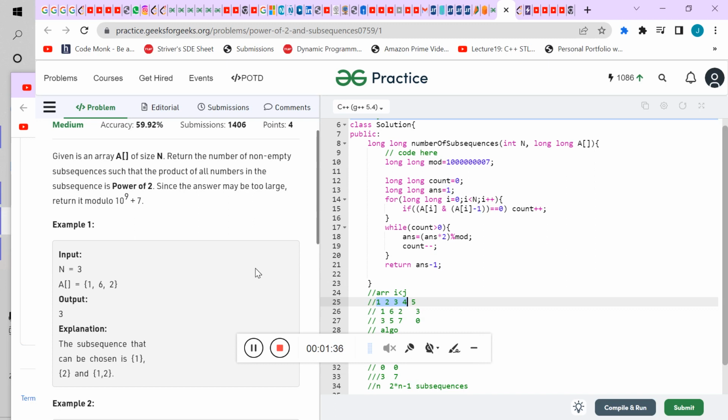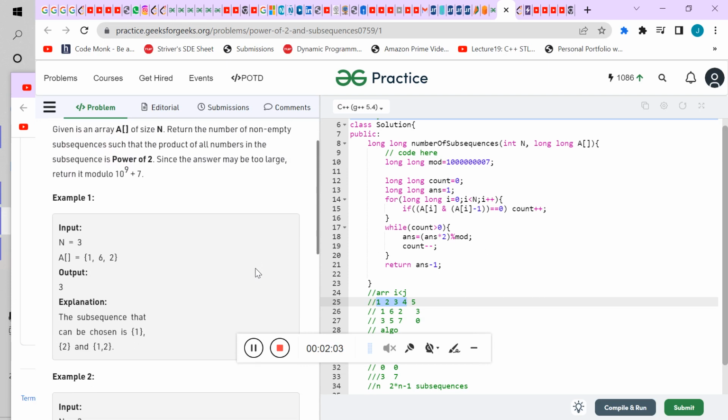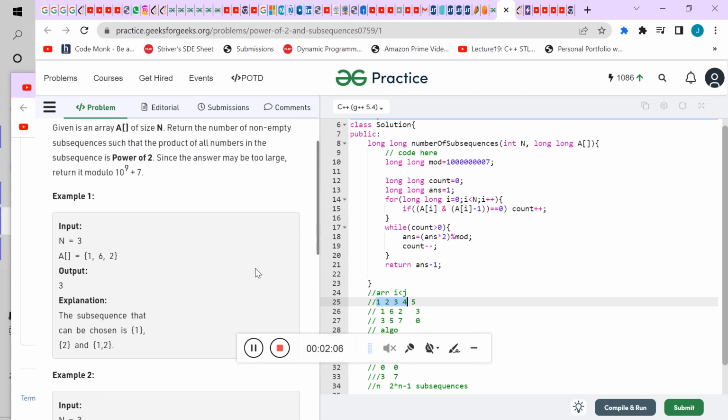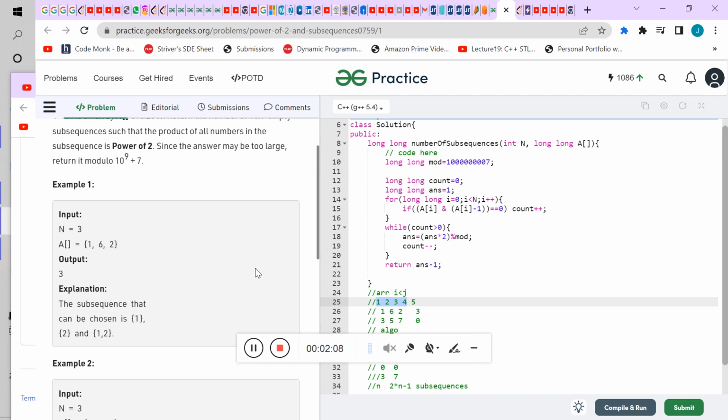There is a condition given that we have to find the number of non-empty subsequences, so the subsequence should not be empty, and the product of all the numbers in the subsequence should be a power of 2. So this is the condition. And finally, when we are getting our answer, we just take a modulo by 10^9 + 7 so that it does not overflow.